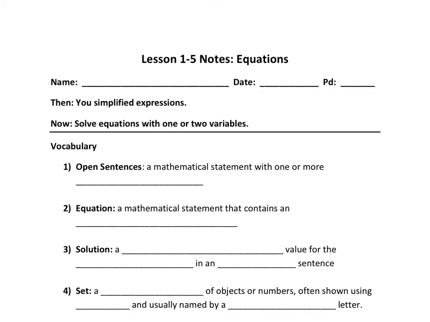Okay, so we're going to look at the vocabulary to start with, and we have an open sentence, which is a mathematical statement with one or more variables. So variable or variables, okay? So basically it's just saying that we have at least one unknown. It's open because there's something we don't know about it, so it's an open statement, okay? Equation, a mathematical statement that contains an equal sign.